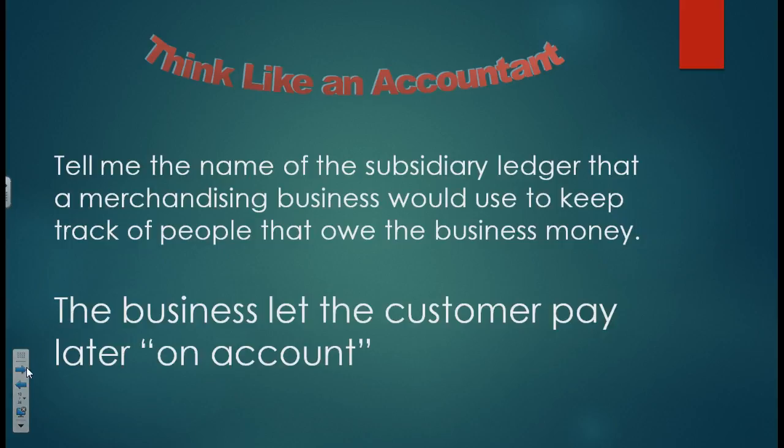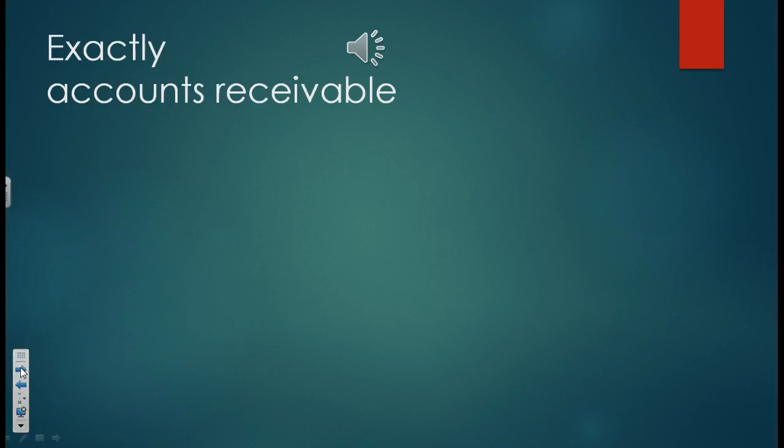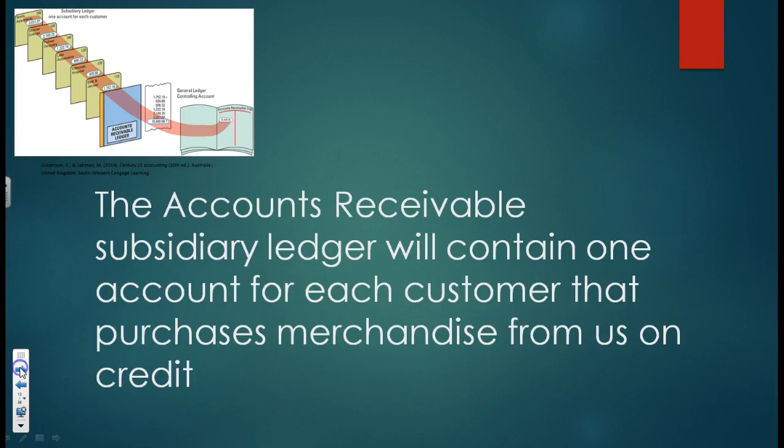Now I want you to again think like an accountant. Tell me the name of the subsidiary ledger that a merchandising business would use to keep track of the people that owe the business money. The business lets the customer pay later on account. Think very carefully before you answer the question. I know you can get it. Exactly, accounts receivable. Money that is owed us from customers who purchase our merchandise is accounts receivable.